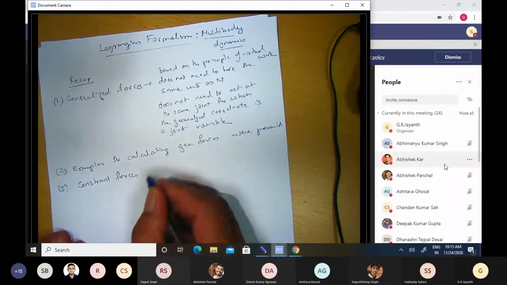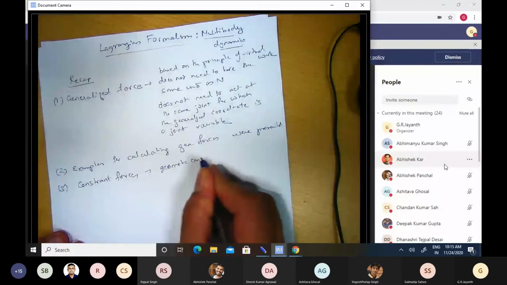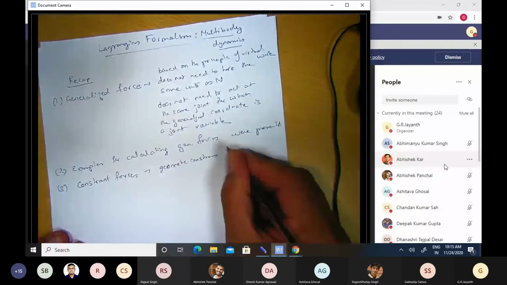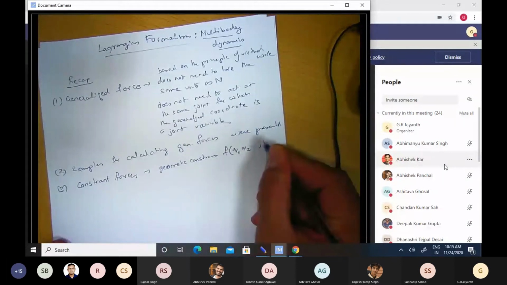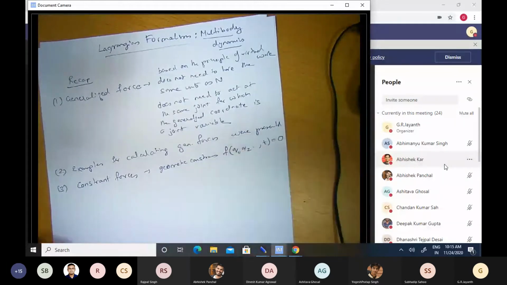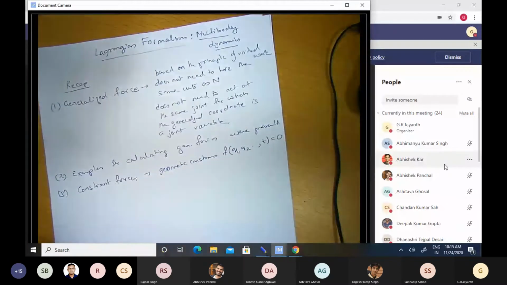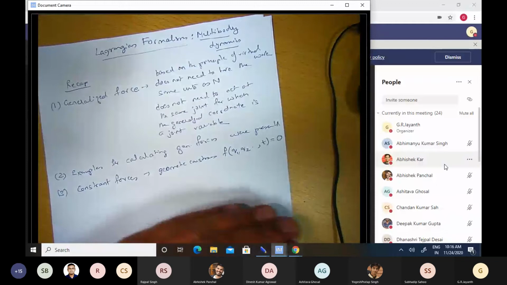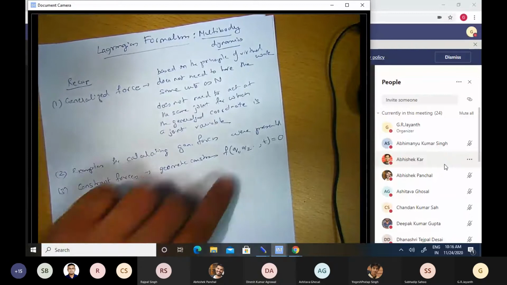Okay, so there are geometric constraints, which can be written as f of q1, q2, etc., comma time, is equal to 0. By definition, such constraints which can be written in this form are called holonomic constraints. And how do we ensure that these holonomic constraints are met? It's because there are constraint forces acting all the time that ensure that these are met.